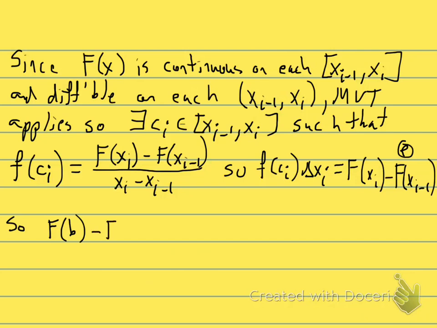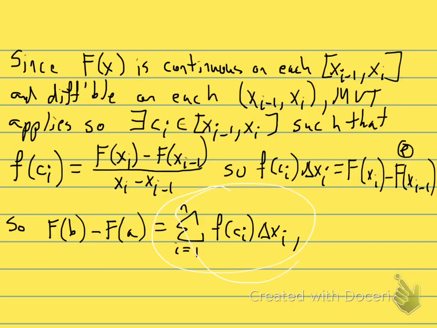And so F of b minus F of a, remember that was in formula 1 on the previous slide, it was that sum of the differences F of xi minus F of xi minus 1. So this is going to be the sum, i equals 1 to n, but we're going to substitute f of ci times delta xi. Again, we got that f of ci from the mean value theorem. This right here is a Riemann sum. And F of b minus F of a, that's just a constant number, is equal to this Riemann sum here.